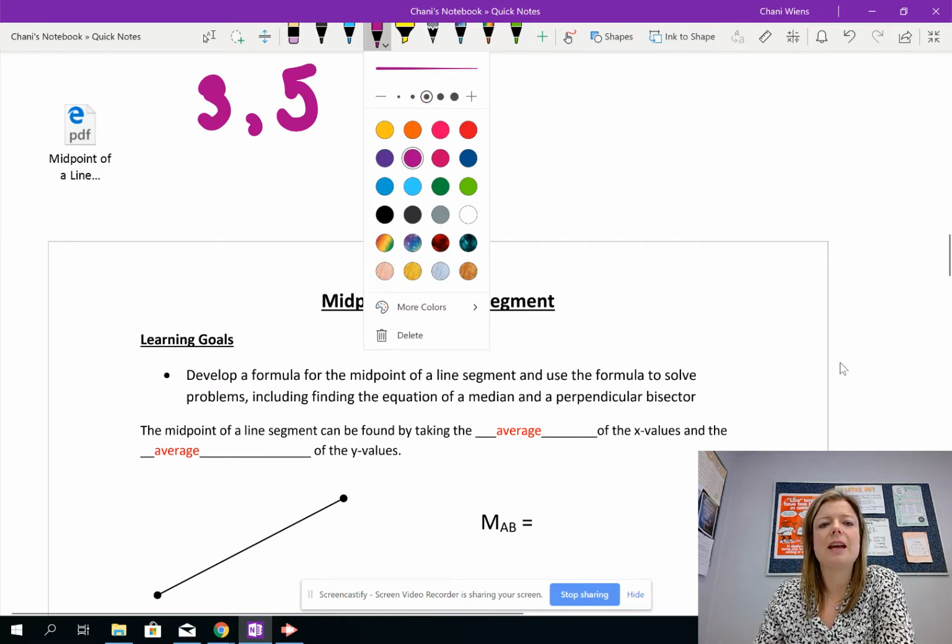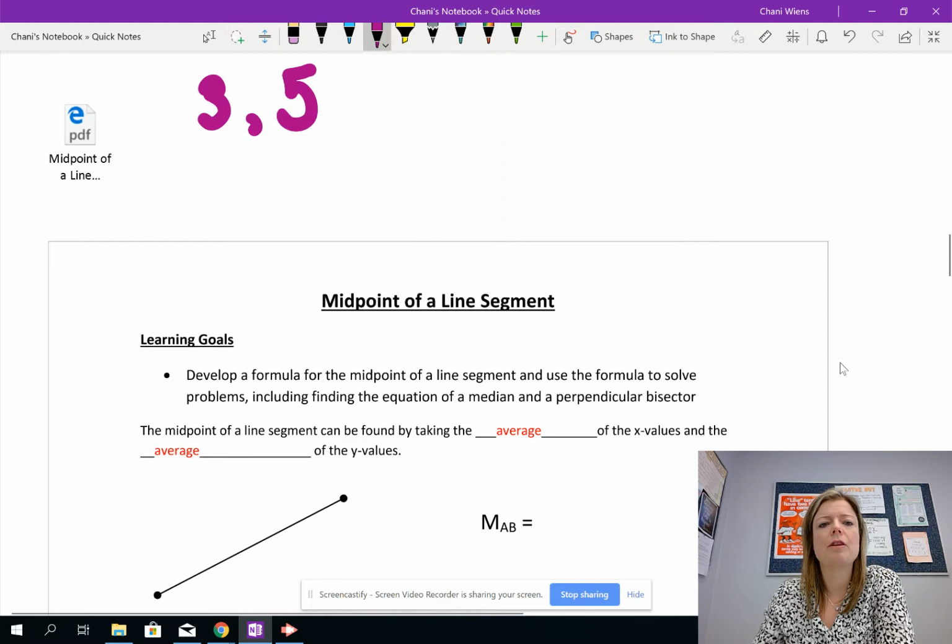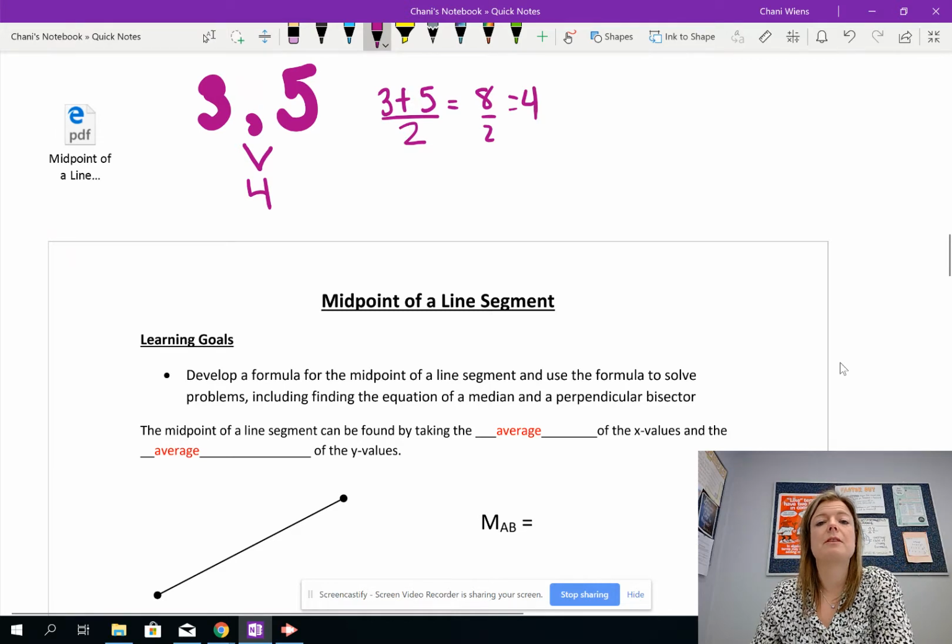Anyways, how do you determine the average between them? Well, we know that the midpoint, the average between them is 4 because 4 is right in the middle. But remember that the method of doing that is by adding them together and then dividing by 2. So 3 plus 5 is 8. So the average between them is 4.